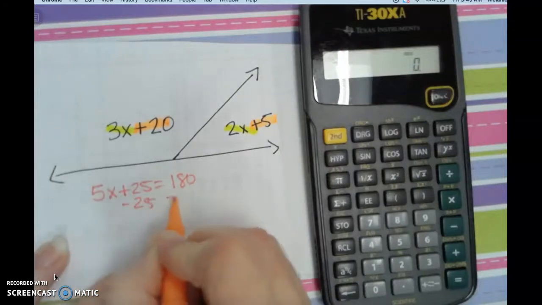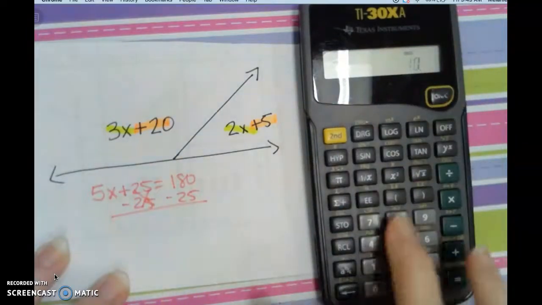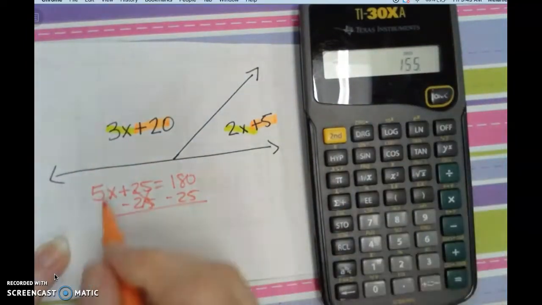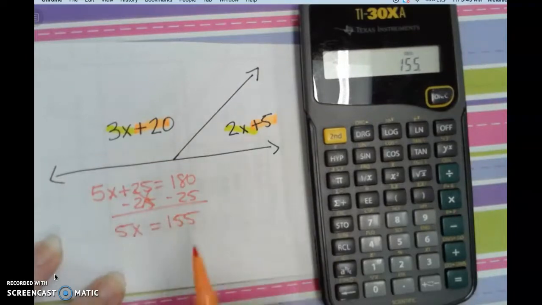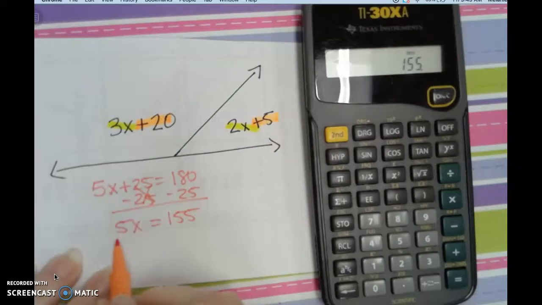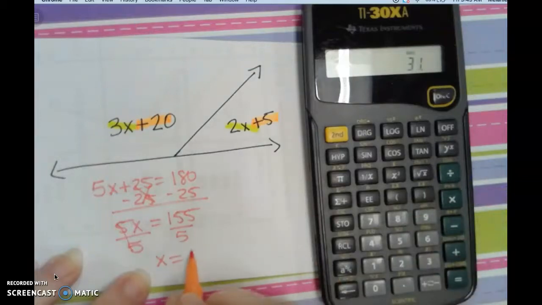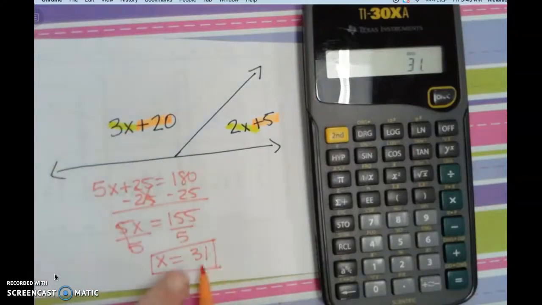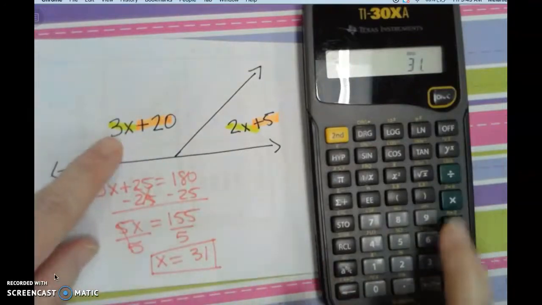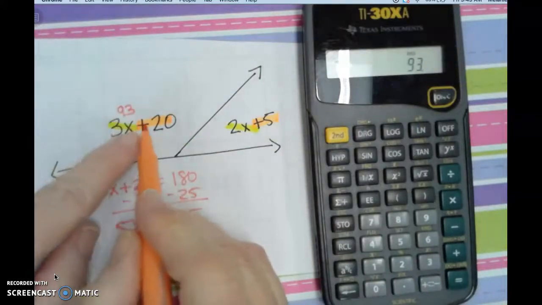So subtract 25 from both sides. So 180 minus 25. So I got 5x equals 155. So if it's 5 times x, we're going to divide both sides by 5. And x equals 31. So now I'm going to use this x up here. So I'm going to do 31 times 3. And that gives me 93. And then I'm going to do 93 plus 20.